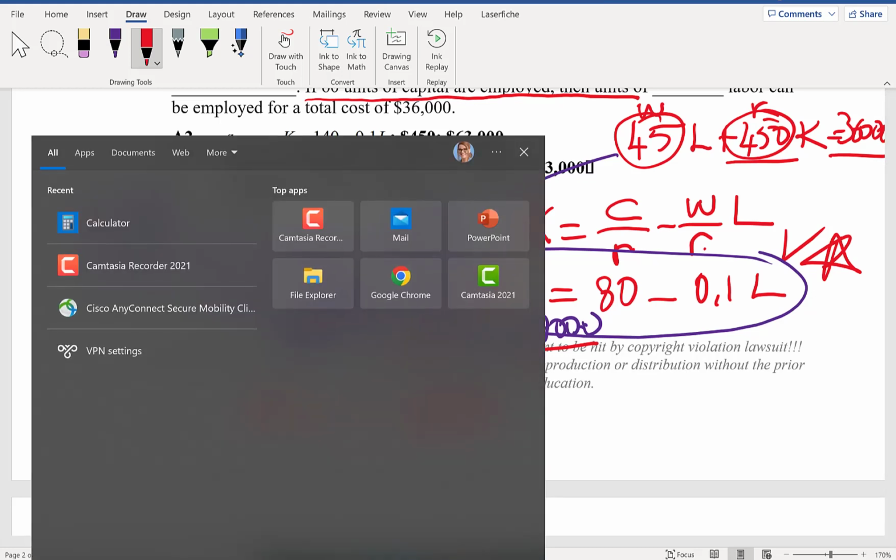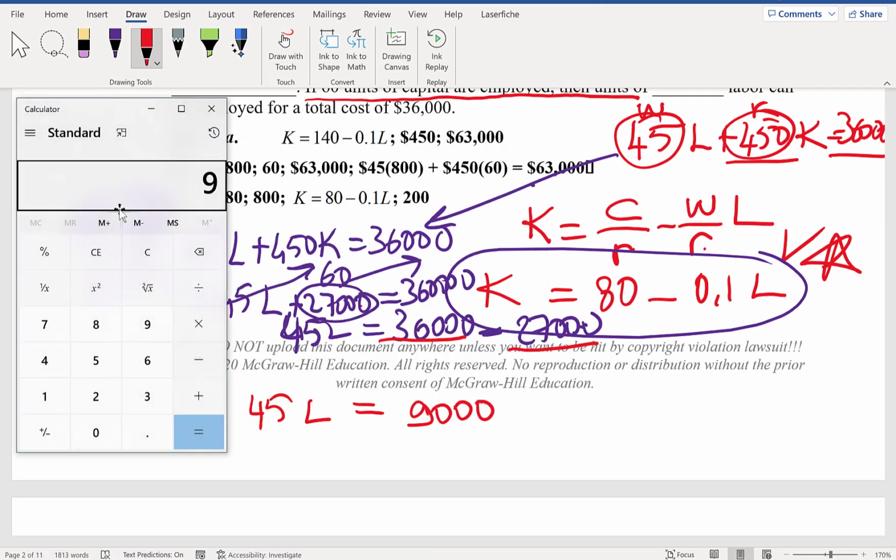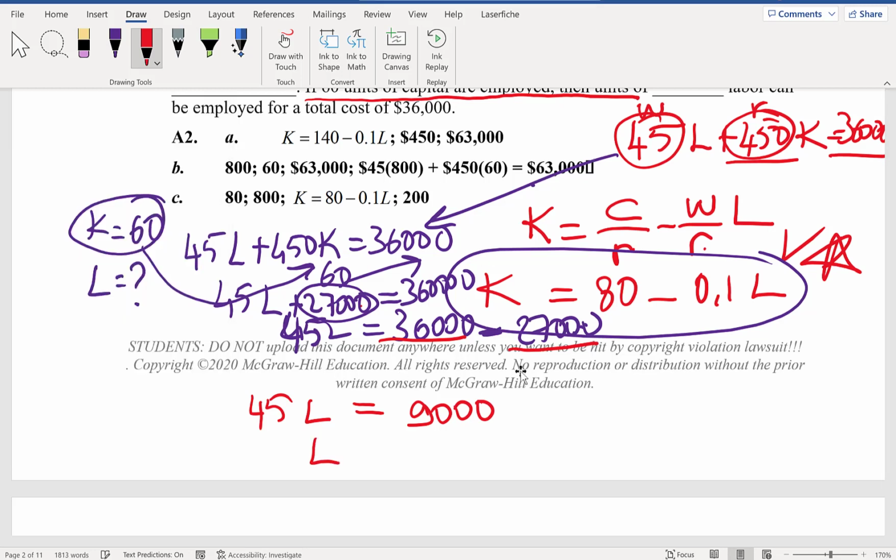So let's use our calculator. 9,000 divided by 45. Okay, 200 units. Labor is 200 units. So that's the answer. And this concludes our question 2.